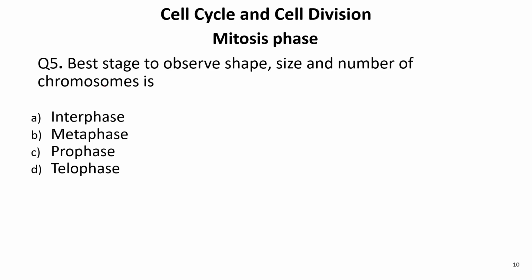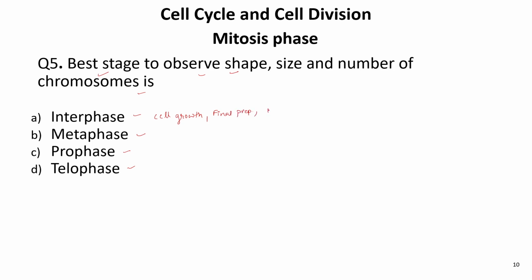Now next question is, best stage to observe sharp shape, size and number of the chromosome is, okay, which is the best stage to observe the shape, size and the number of the chromosome? Alright, is it interphase, metaphase, prophase, or telophase? Okay, these are the options. Interphase, you already know, cell growth is taking place. The cell is metabolically active. Final preparation for the cell division is taking place.